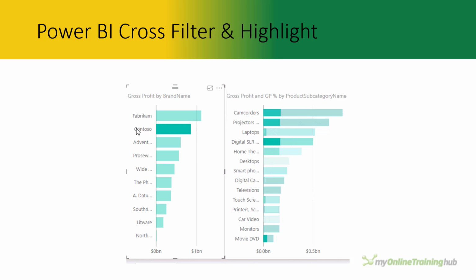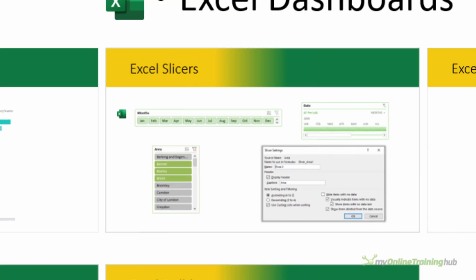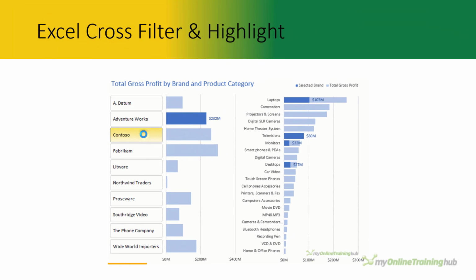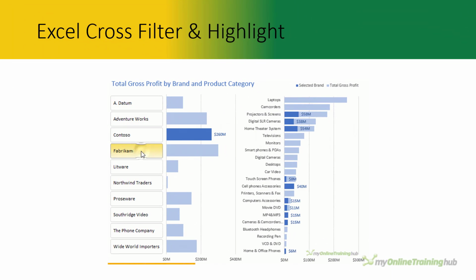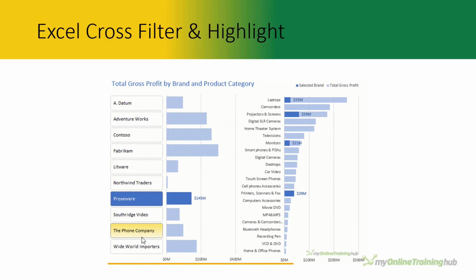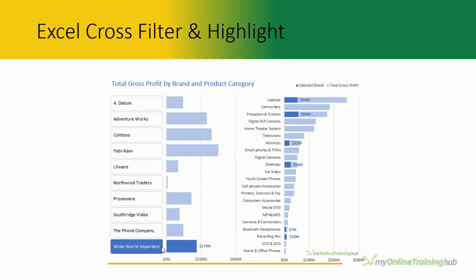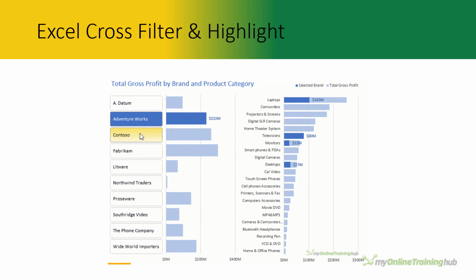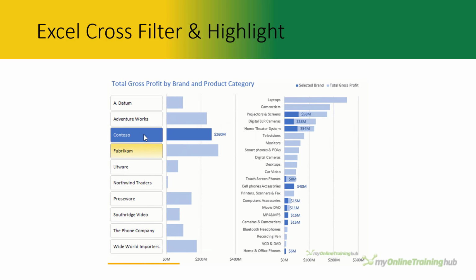In this example, there's only two visuals, but this functionality can be applied to all visuals in a dashboard, or you can pick and choose which visuals respond to cross-filtering and highlighting. In Excel, you can mimic this behavior to a degree using slicers, Power Pivot DAX measures, and some clever chart alignment, but it's not as versatile or user-friendly as it is in Power BI because only the slicer responds to the clicks.